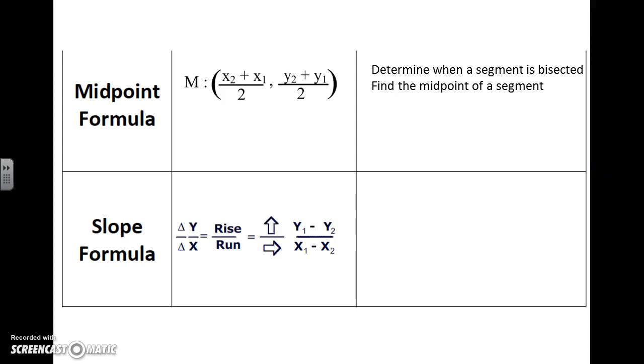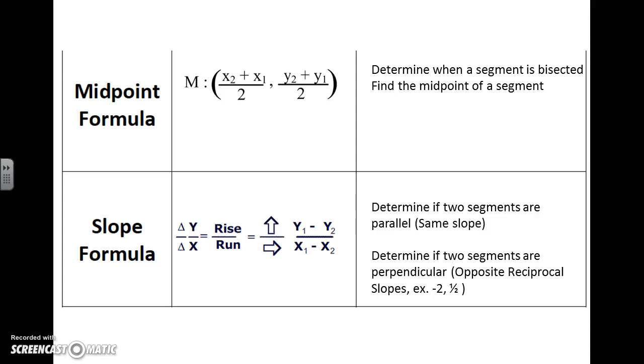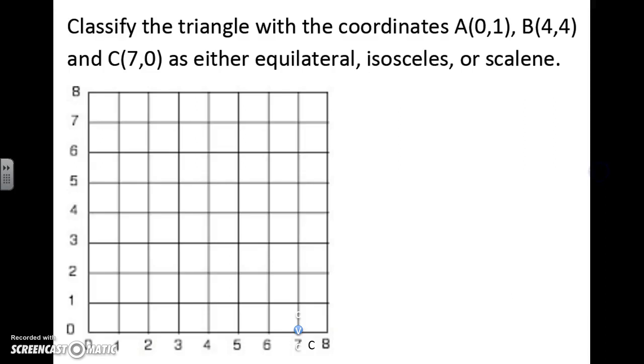Then we know the slope formula, and of course there are many versions of the slope formula: rise over run, change in y over change in x, (y1 minus y2) over (x1 minus x2). This helps us determine if two segments are parallel, meaning they have the same slope, or if two segments are perpendicular, meaning they have opposite reciprocal slopes.